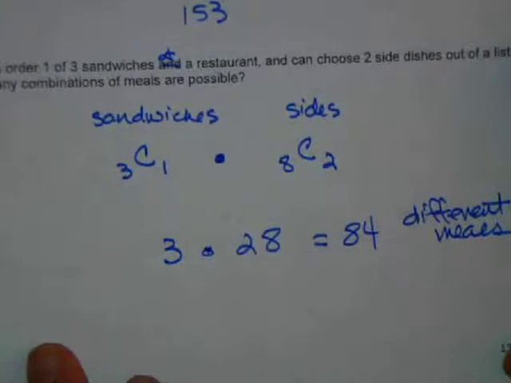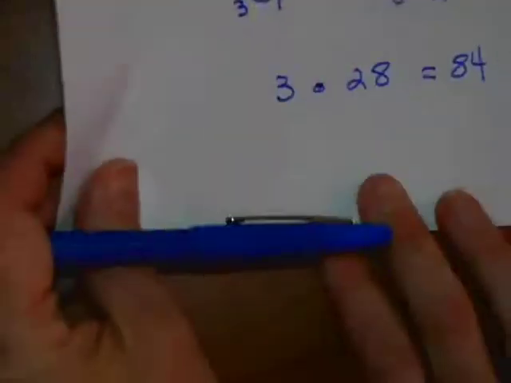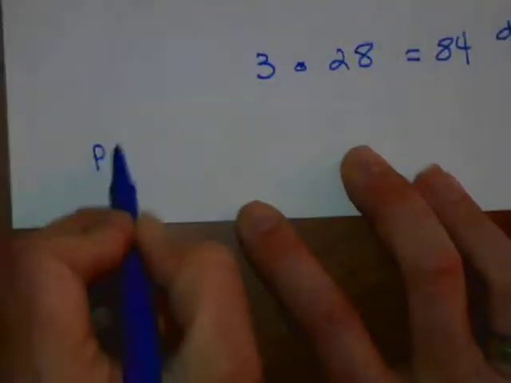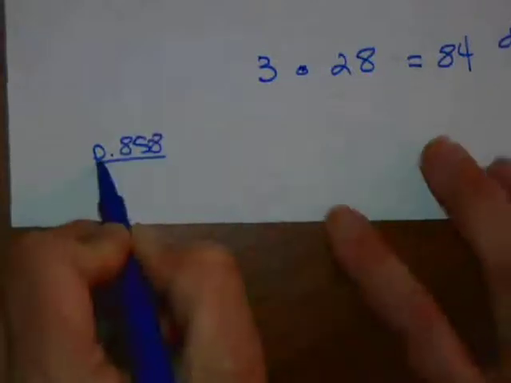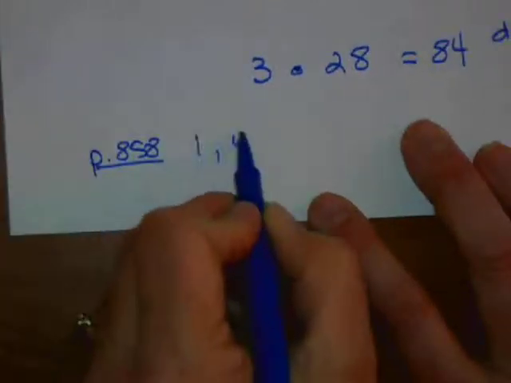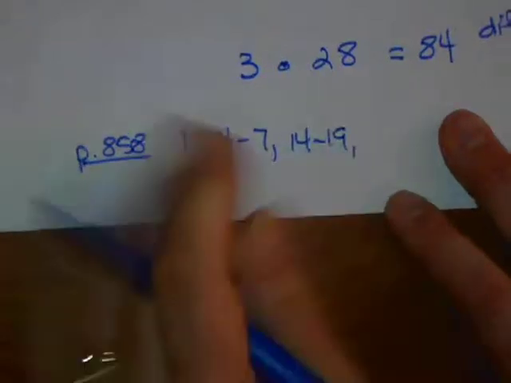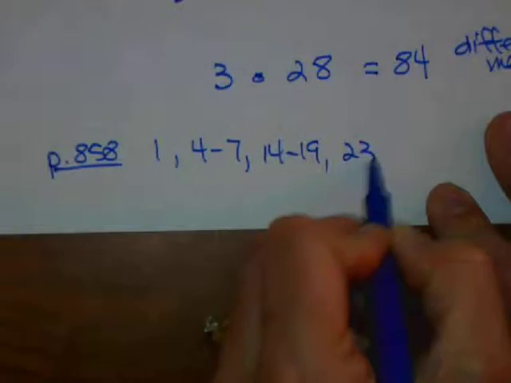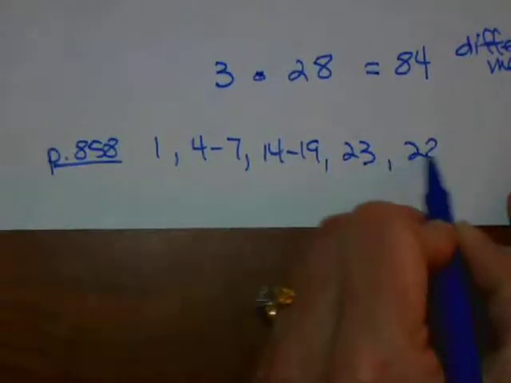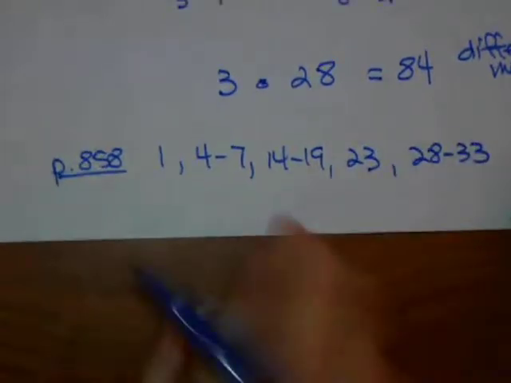So combinations isn't too bad. Here's what you get to do over the weekend. Number 1, 4 through 7, 14 through 19. It's pretty quick. Factorial is on your iPhone calculators. I saw it.